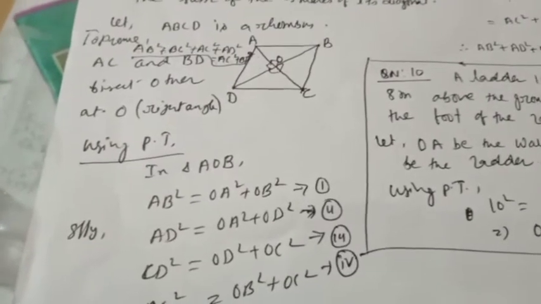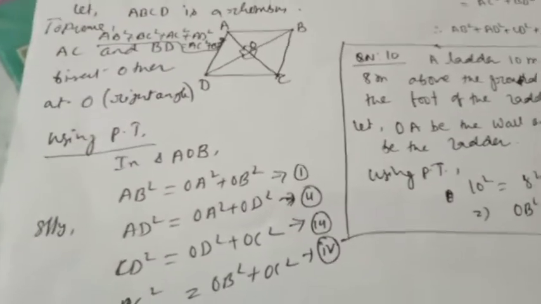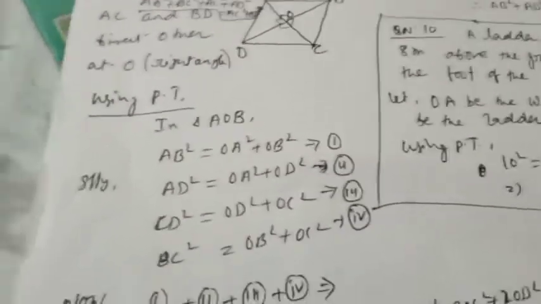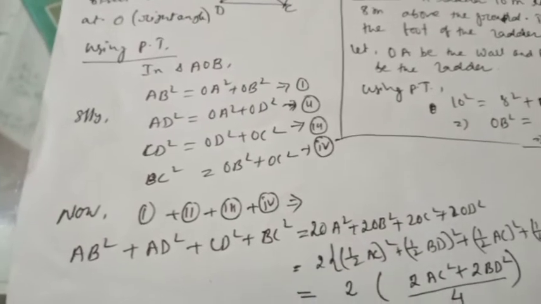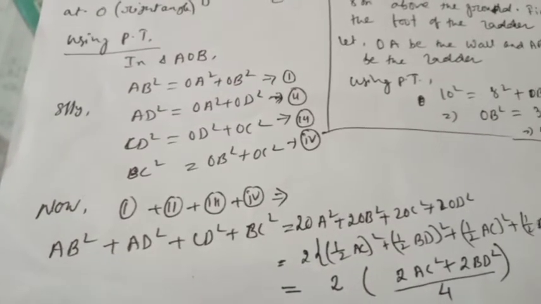So in this 4th triangle, you have to use Pythagoras theorem. After using Pythagoras theorem, number all these equations 1, 2, 3, 4, then add all of them. After this, you will get this relation. Then 2 is common. What is left? OA square, OB square, OC square, OD square.